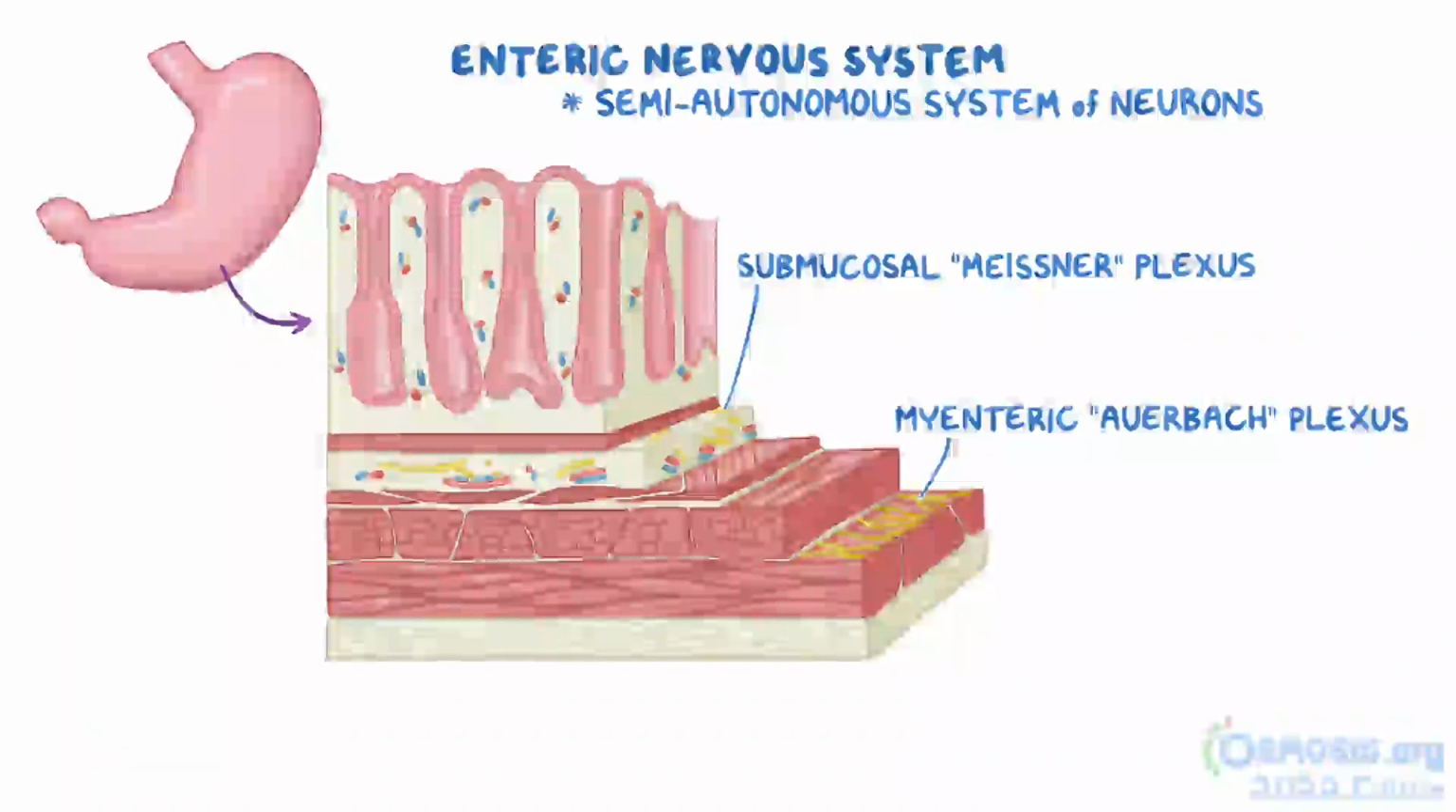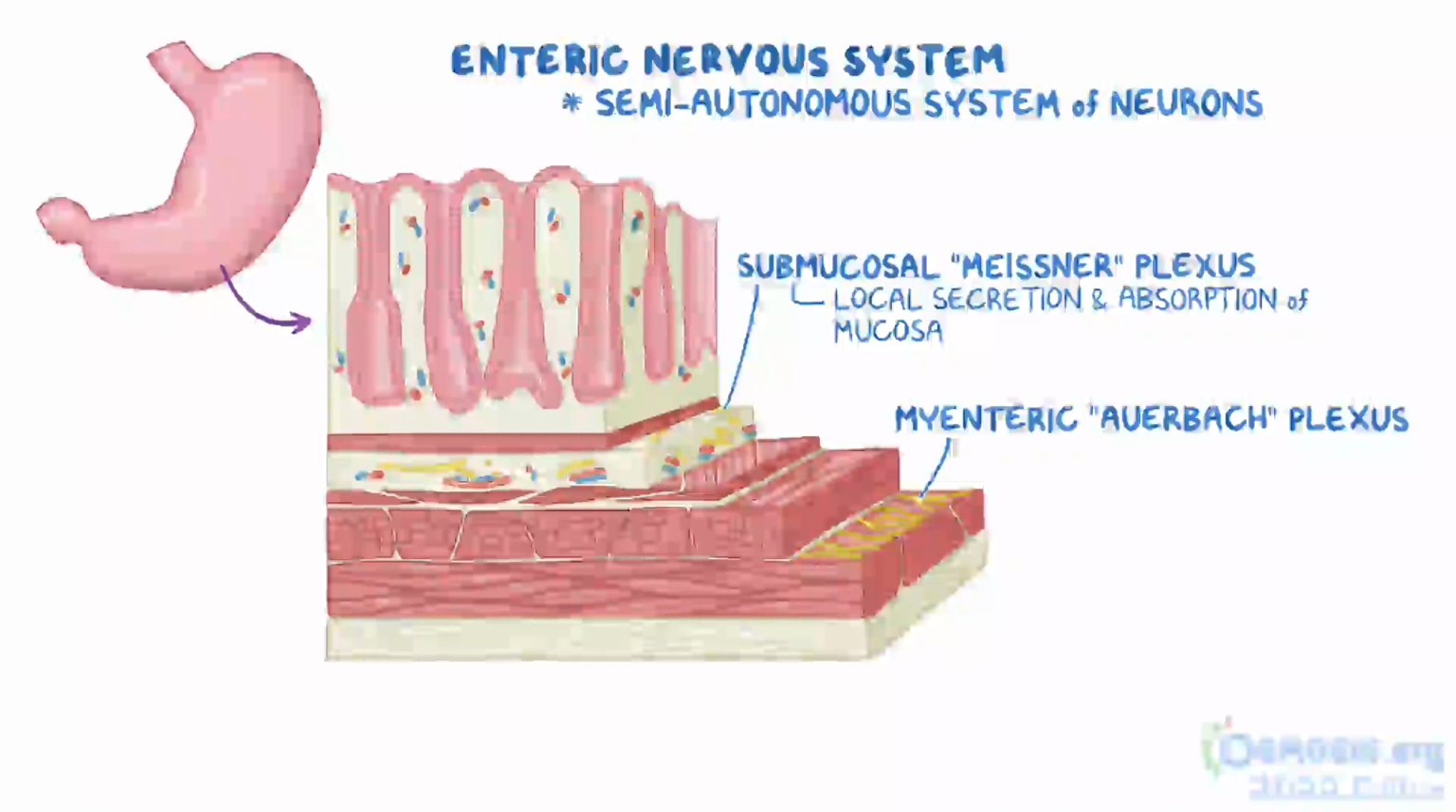Given these locations, it makes sense that the submucosal plexus is involved with regulating local secretion and absorption of the nearby mucosa. On the other hand, the myenteric plexus, being located within the muscularis externa, is more involved in regulating the tone of the gut wall and the intensity of contractions.